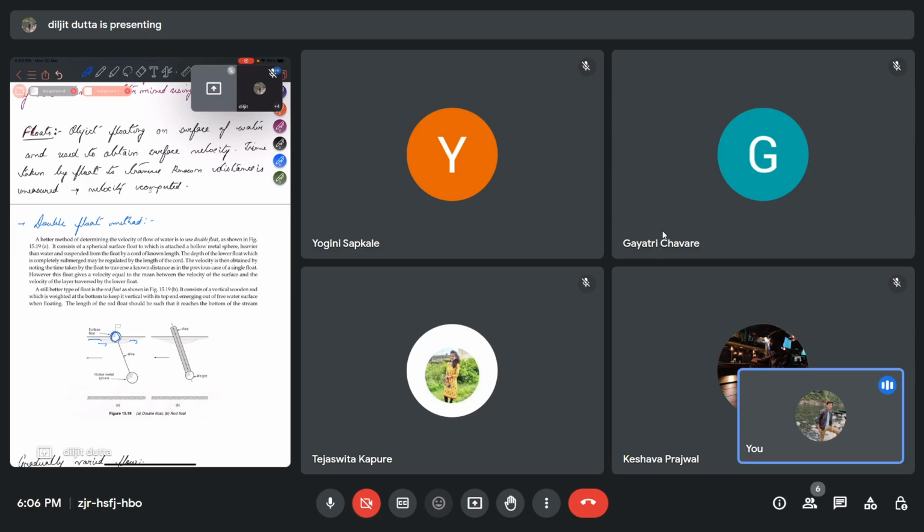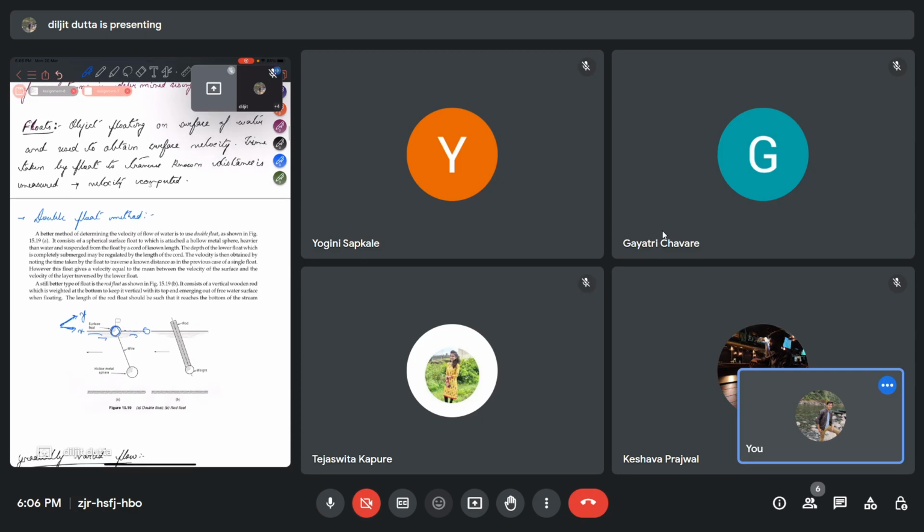In whatever direction we want, suppose we consider this as x and along the paper this is y. If we want the velocity in x, we see what distance it has covered in the x direction, and based on the time taken to cover that distance, we can get the velocity in the x direction. Similarly, if the float is moving in the y direction, the distance covered in y per unit time will give the velocity in the y direction. So this is a single float.